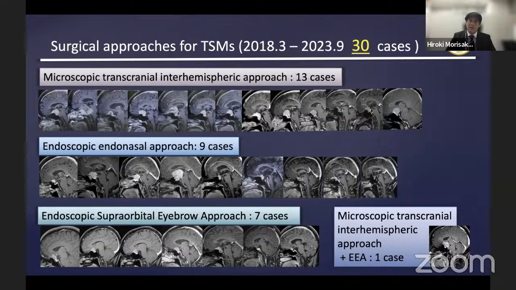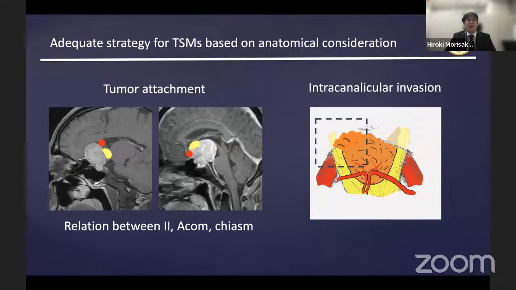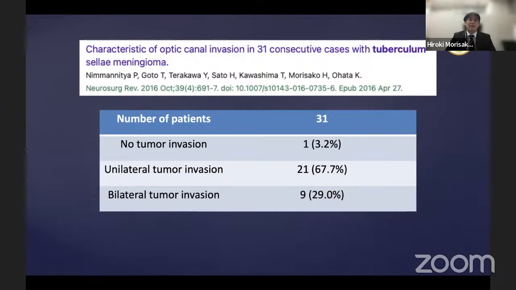So we think tumor attachment and intracanalicular invasion are important factors in selecting an adequate strategy for tuberculum sellae meningioma. Previously, we analyzed the characteristics of optic canal invasion. About 70% of the patients showed unilateral tumor invasion, and 30% showed bilateral tumor invasion.